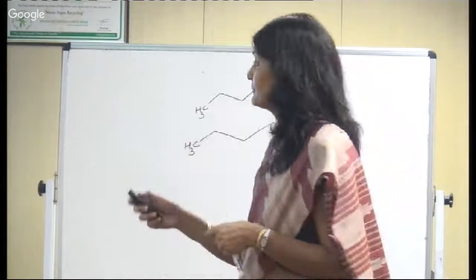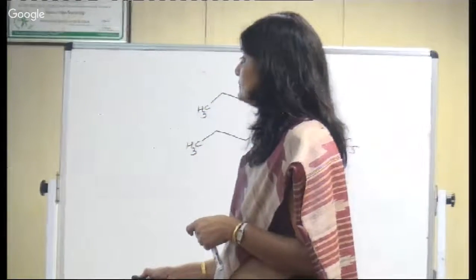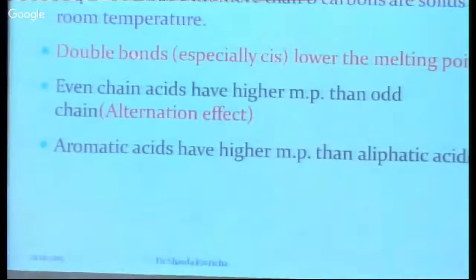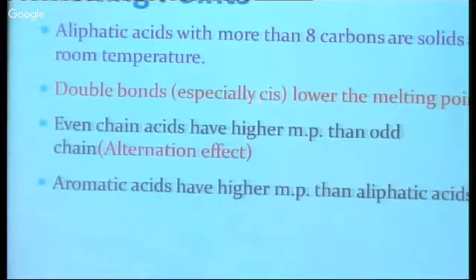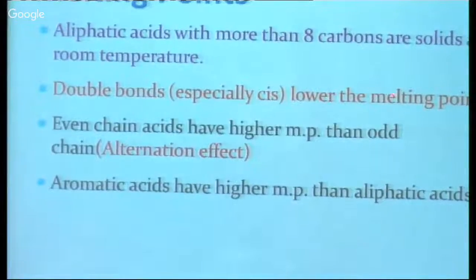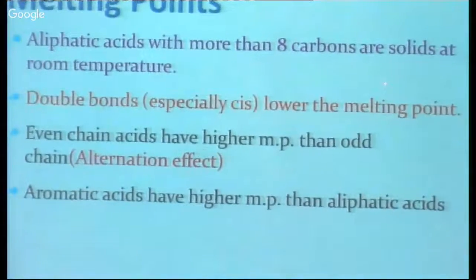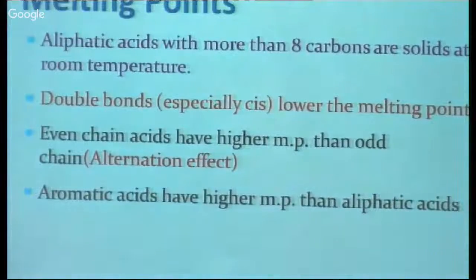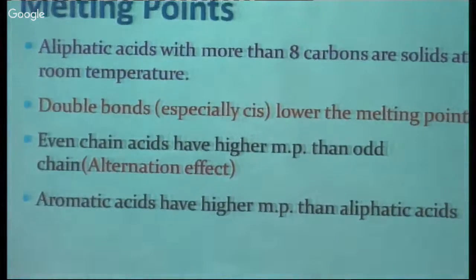I have written here, you can see. The double bond, especially the cis, lowers the melting point of the carboxylic acid, again because they don't fit well in the crystal lattice.